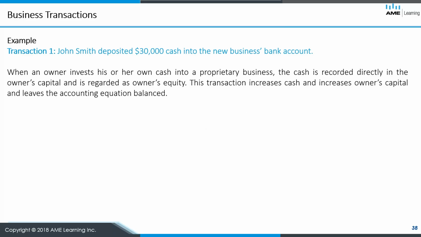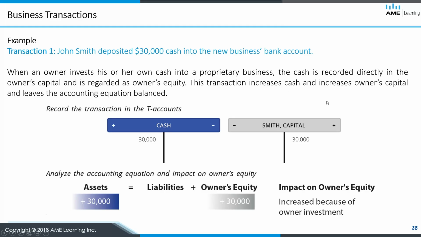And then, going forward, really in your college courses, you'll always have a business focus primarily from your accounting classes. Okay, so let's look at an example business transaction. In this instance, we have an individual, John Smith, depositing $30,000 cash into a new business's bank account. And here it notes when an owner invests his or her own cash into a business, the cash is recorded directly in owner's capital, and it's regarded as owner's equity. And the transaction increases cash and increases capital, or owner's equity, essentially.